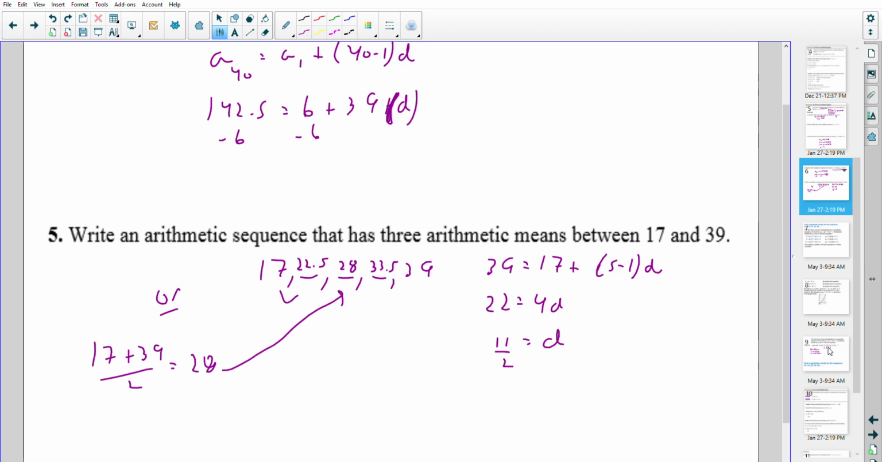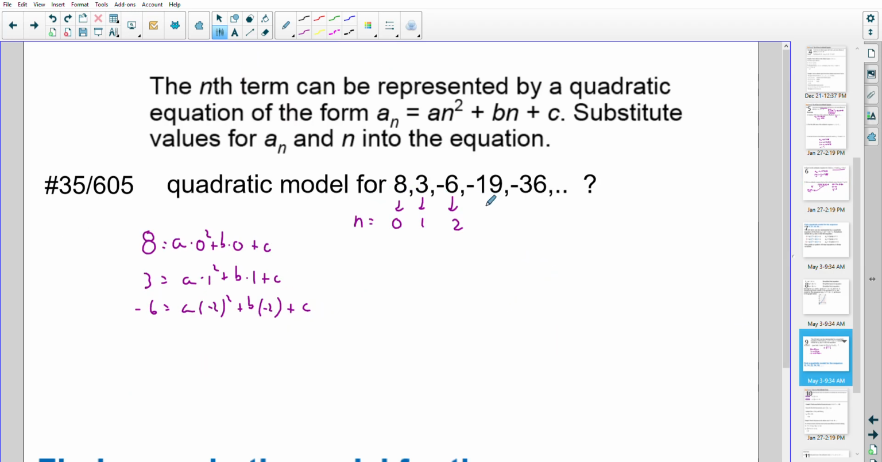Now, the second type of problem that we have in this section is, how do you get a quadratic from a listing of numbers? Now, this is the general form of a quadratic. And if it's giving you a listing of numbers and saying that it's quadratic, then you can determine what that quadratic is. All you need are the first 3 numbers. Now, this means that where n is 0, you get an 8. We're saying the zero term, in this case, would be the first term. This is going to be where n is 1, it yields 3. Where n is 2, it yields -6.